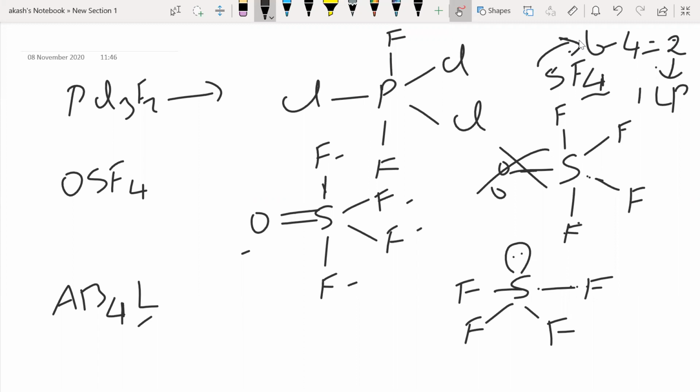Anyways, so what I was telling, yes, the seesaw. We'll come back to the seesaw. So yes, AB4L will have the geometry to be TBP. Just fill this in the table, people.